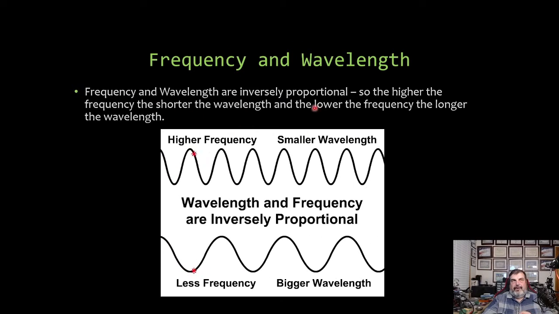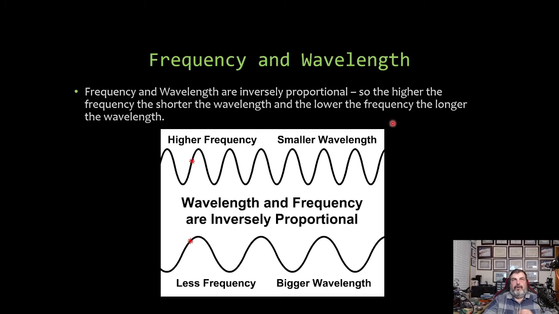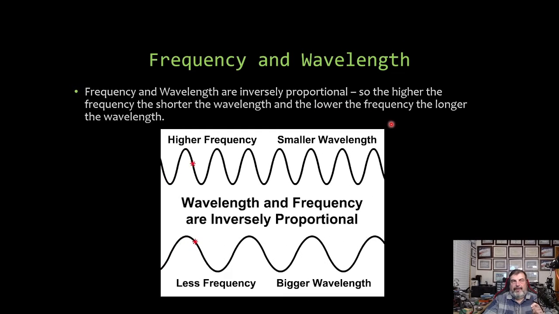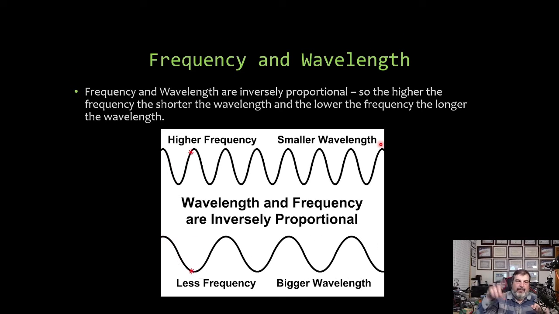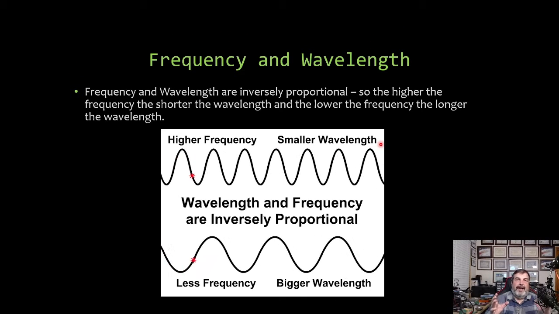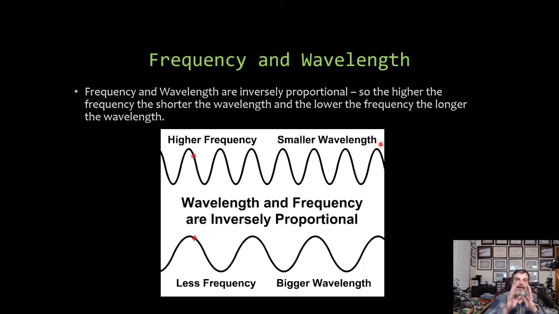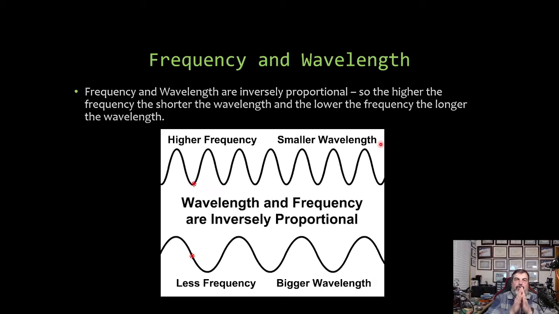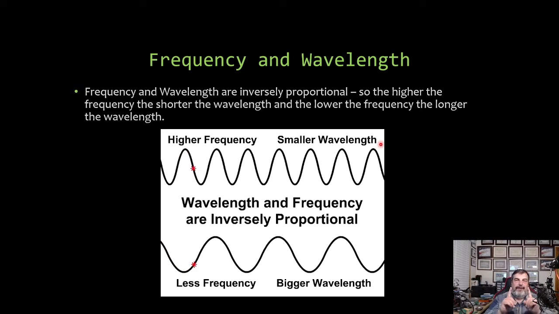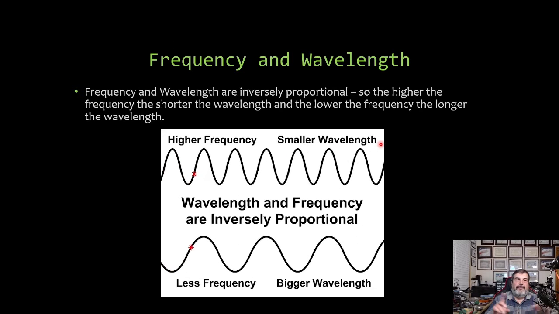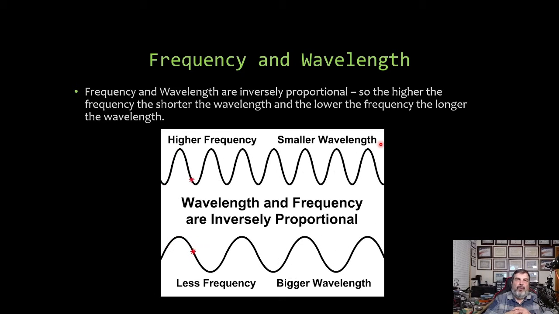Now, frequency and wavelength are inversely proportional, okay? And this becomes very important. The higher the frequency of the wave, the shorter the wavelength. As many times as that thing repeats itself in 1 second means those waves get ever shorter the faster it repeats itself. It won't travel as far in one wavelength as it would if it repeated itself one time through 1 second.